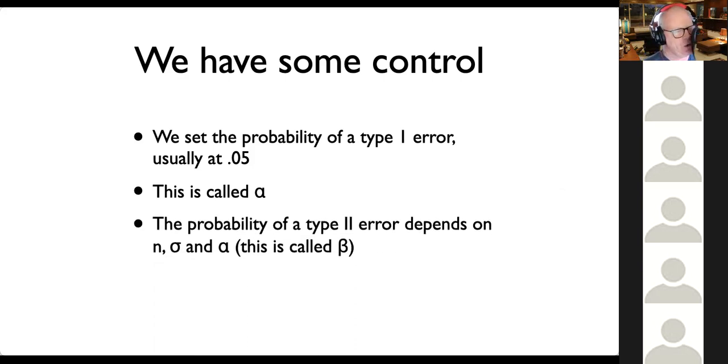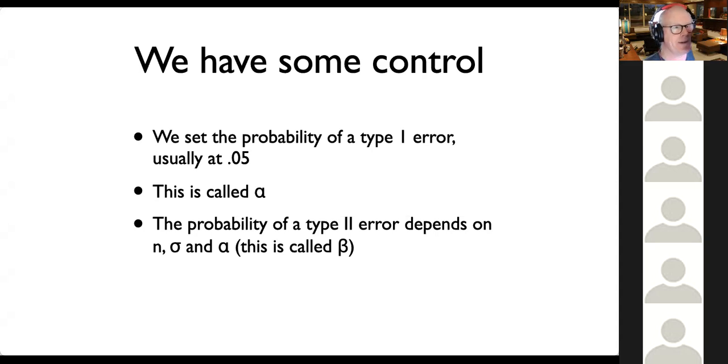The probability of a type 2 error, on the other hand, we don't set. It can be calculated, but if we're going to get the probability of a type 2 error, we actually have to know the distribution in the real world. We have to know what the parent population distributions are. And that's not something we can know, because if we knew that, we wouldn't have to do the experiment, would we?